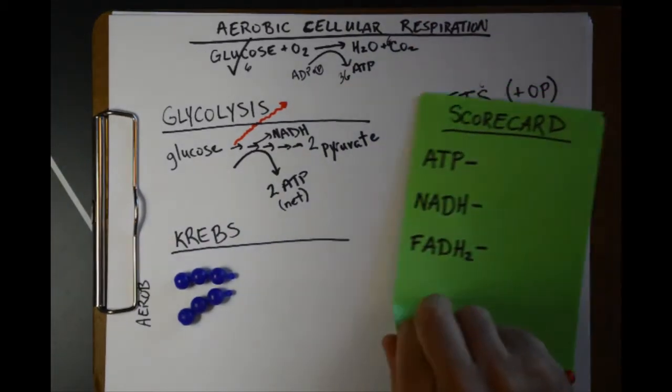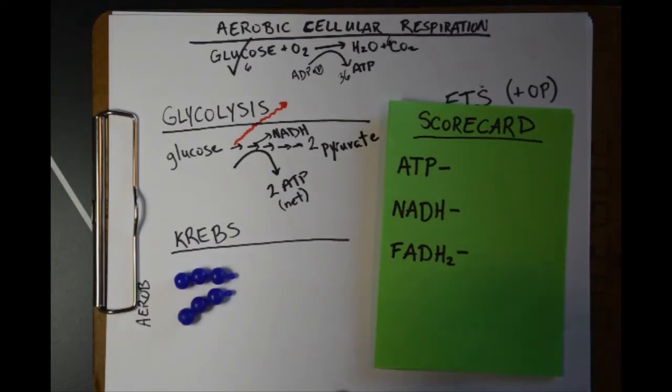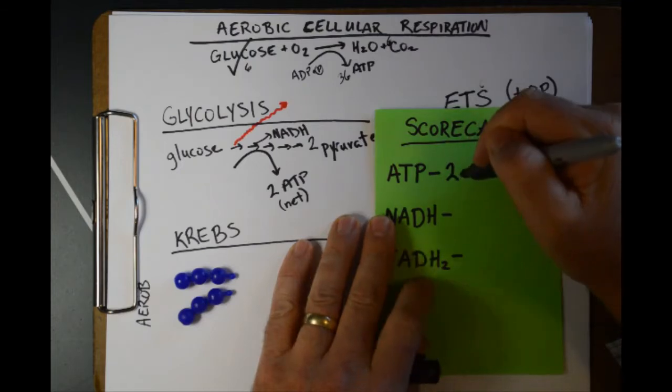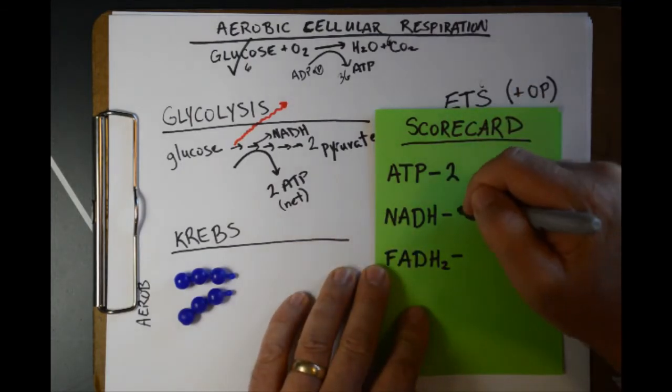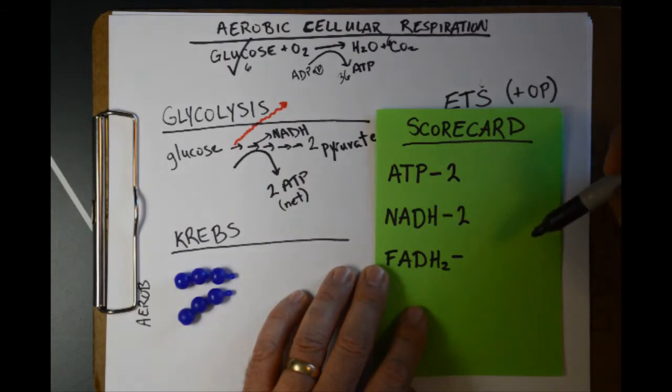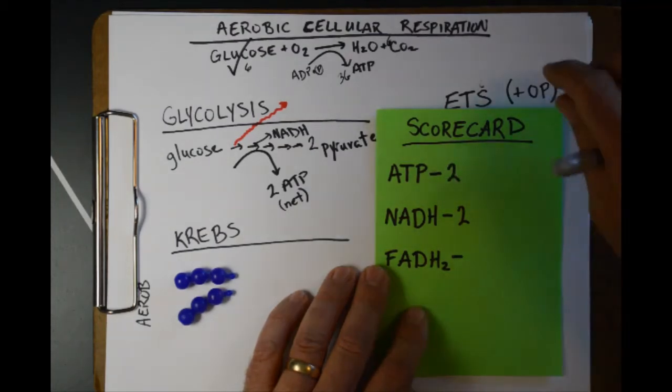Going on to my scorecard here, then out of glycolysis, I got 2 ATP and I got 2 NADH. I didn't note that there, but that's how many I got, and I'll use those to make more ATP later on. And that's about it. So I'm pretty far from my goal of 36 ATP.